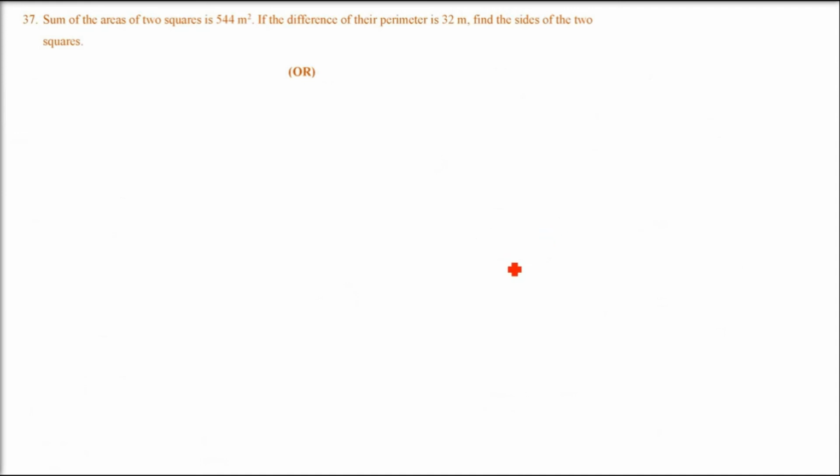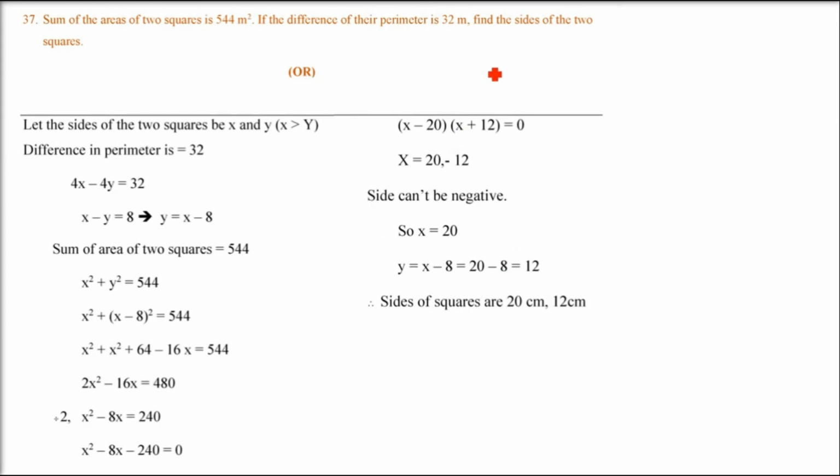The sum of the areas of two squares is 544 meter square. If the difference of their perimeters is 32 meters, find the sides of the two squares. So what we will do, we will take two squares.